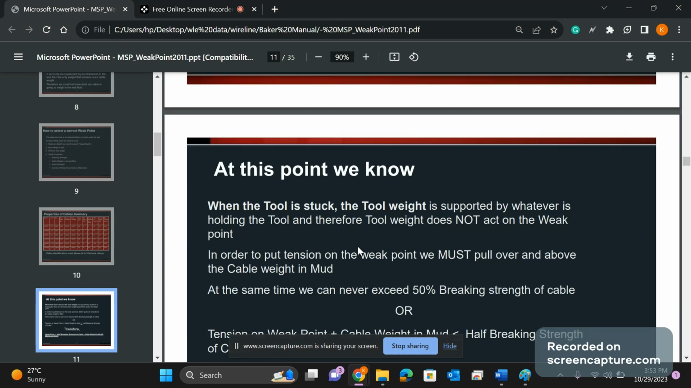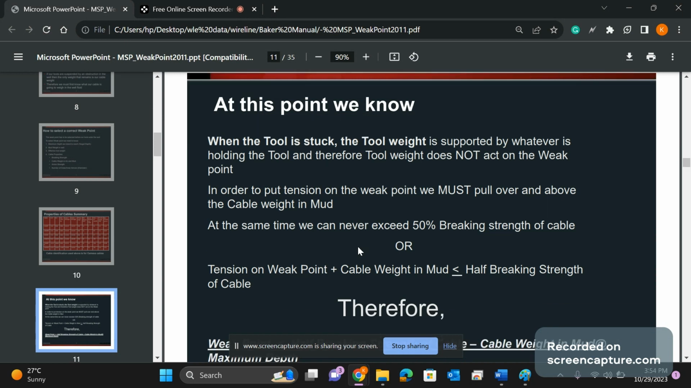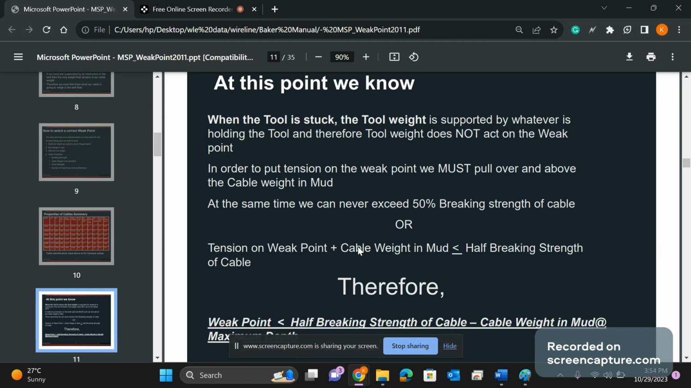When the tool is stuck, the tool weight is supported by whatever is holding the tool. Therefore, tool weight does not act. As explained earlier, the only thing acting on the weak point is the weight of the cable, so we need to apply tension on it. We know that we can never exceed 50% of the breaking strength of the cable. So if the breaking strength is 1,000 pounds, we should never apply tension greater than 500 pounds on the cable. So we have two tensions.